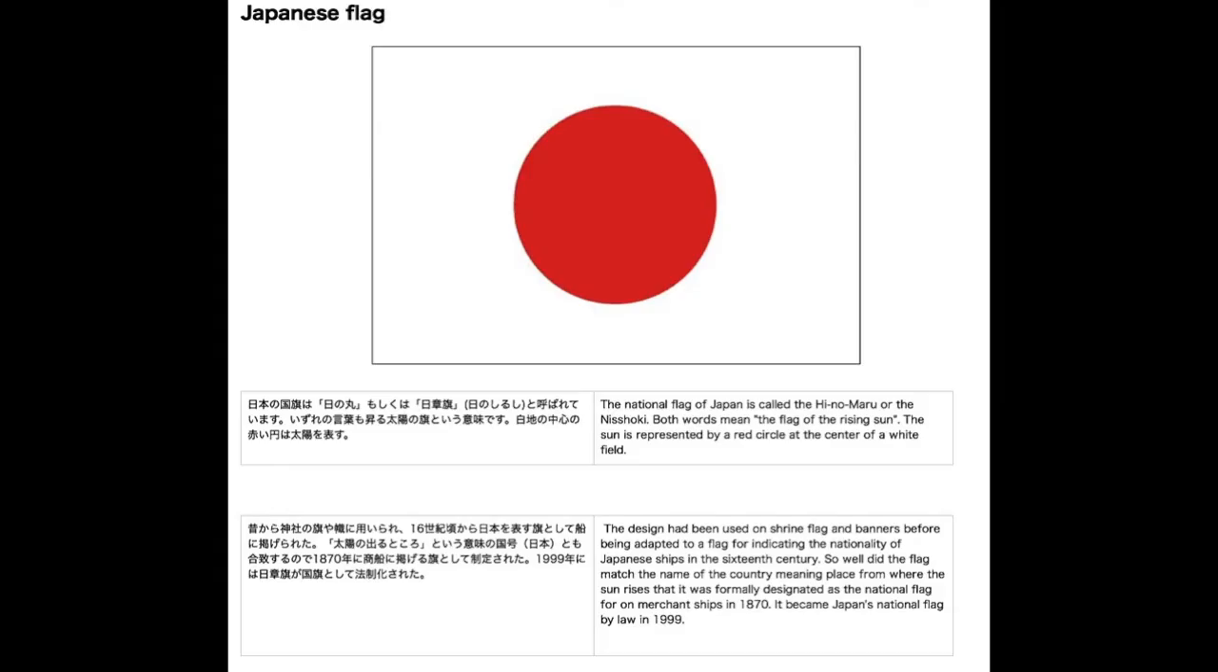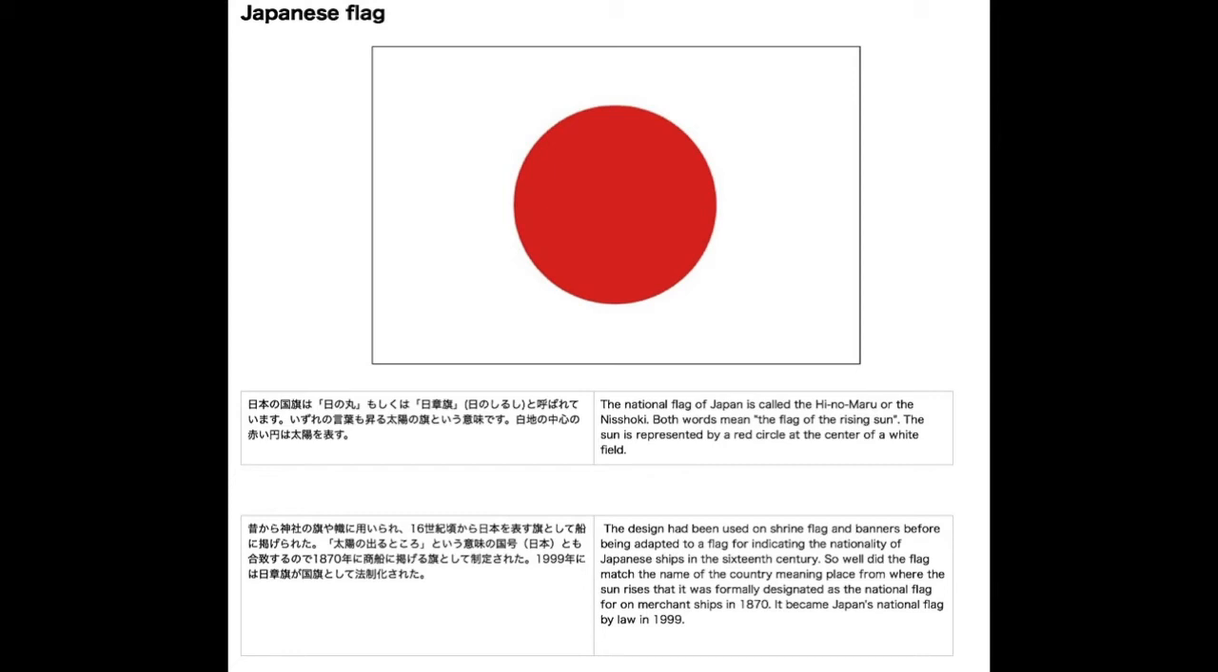Page 18-1. National Flag. The national flag of Japan is called the Hinomaru or the Nisshoki. Both words mean the flag of the rising sun. The sun is represented by a red circle at the center of a white field. The design had been used on shrine flags and banners before being adapted to a flag for indicating the nationality of Japanese ships in the 16th century.